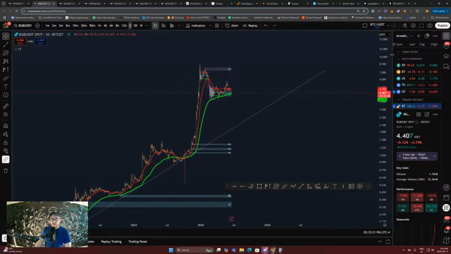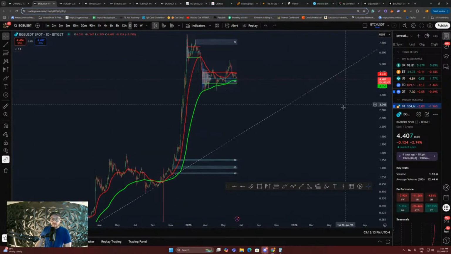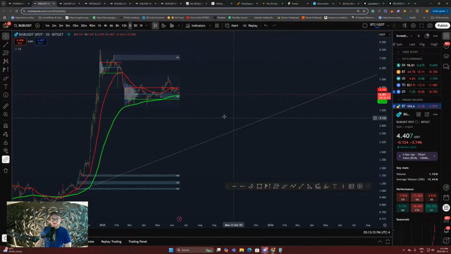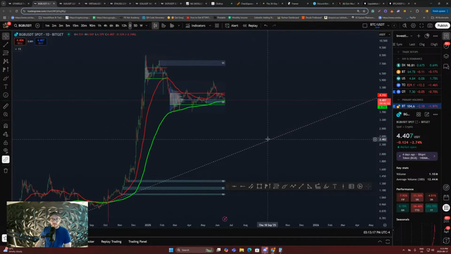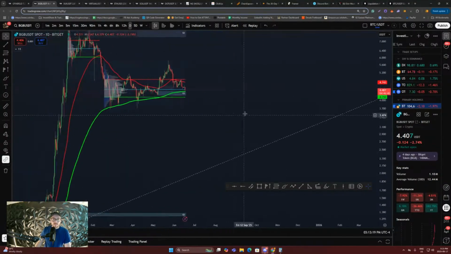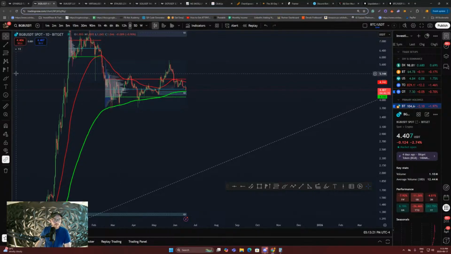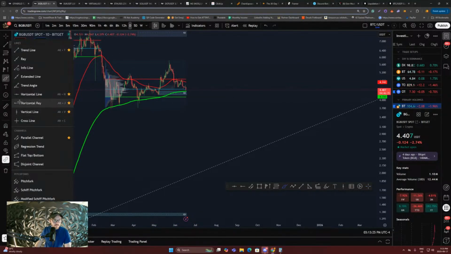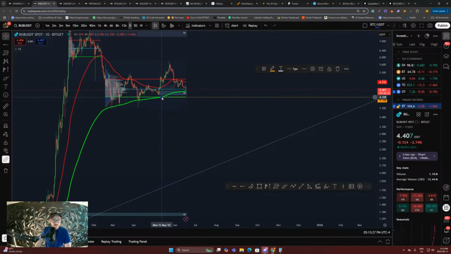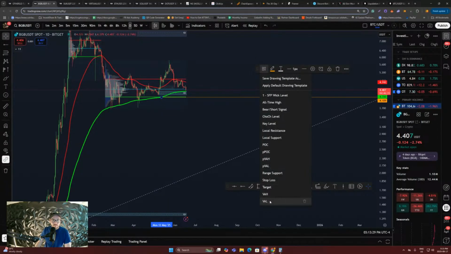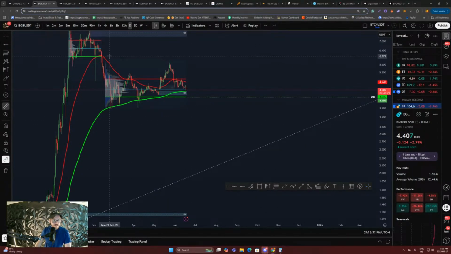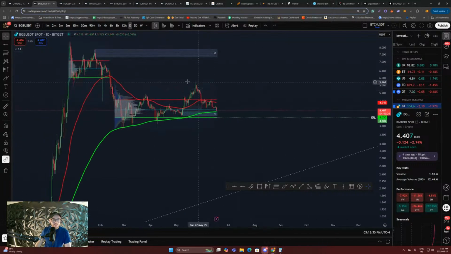So if we're getting a full rotation down here, then this valley area is kind of like the last thing holding it up. If we mark our valley area low, this valley area's age is about 117 days. Wild.